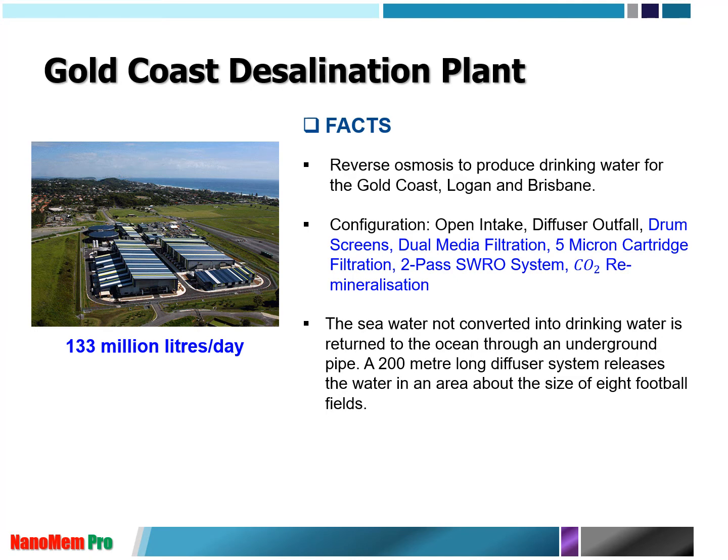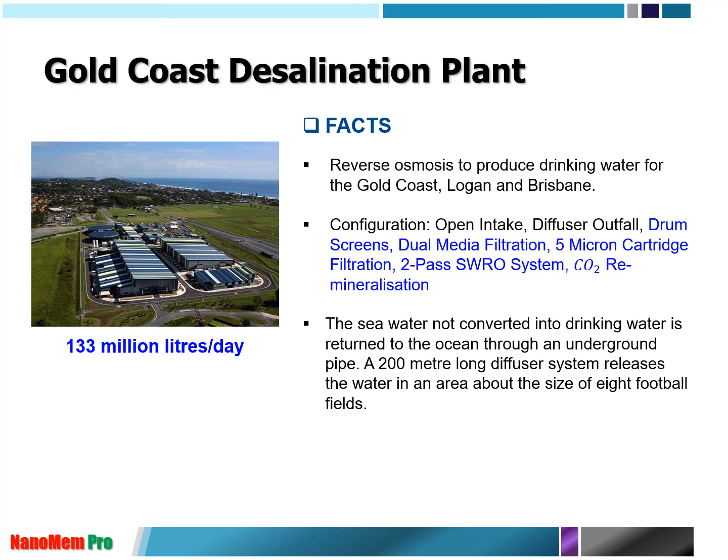If you look at the Gold Coast Desalination Plant, it uses reverse osmosis to produce drinking water for this area, and they have drum screening as a pretreatment, dual media filtration, and then SWRO, and then CO2 remineralization. The seawater that was not converted into drinking water is returned to the ocean through an underground pipe.